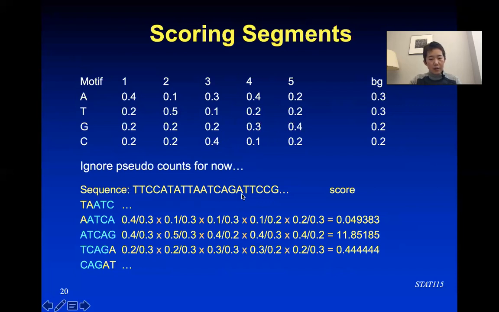And in this particular sequence, we do have an instance of A, T, C, A, G, which matches the consensus. And you can see how this particular sequence is being scored. In the first position, it's 40% A in the matrix divided by 30% A in the genome background. In the second position, it's 50% of the T divided by 30% T in the genome background. The third position is 40% C divided by 20% C in the genome background, and so on. And you multiply all of them together, you will get a final score, which is pretty high.